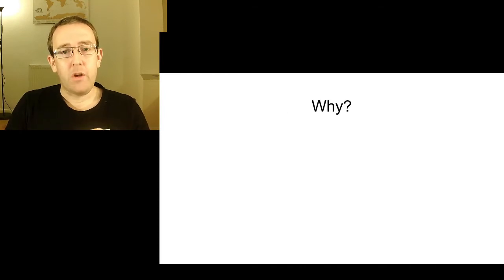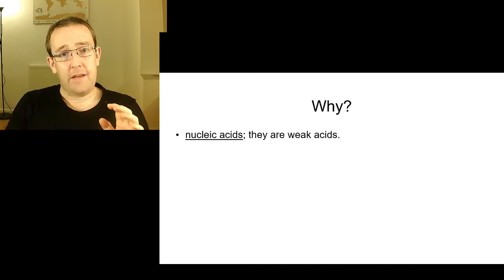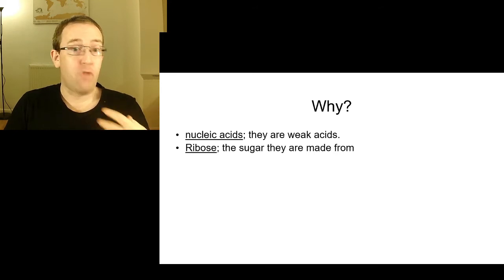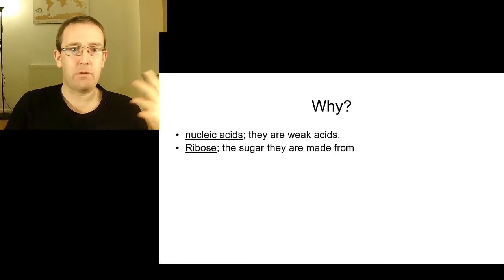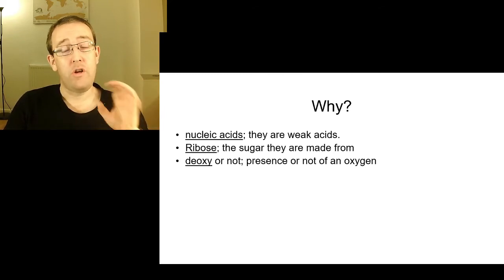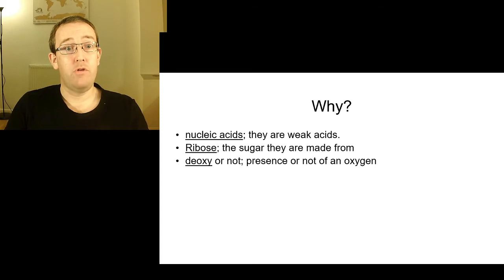So moving on, why is this the case? Well, nucleic acids form weak acids in solution, so they're called nucleic acids. Ribose, because that's the sugar that they're made from. So ribose is like glucose, fructose, galactose, whatever it is. Deoxy or not is the presence of an oxygen at a critical point on that ribose sugar, particularly carbon 2. We'll get to that in a bit.